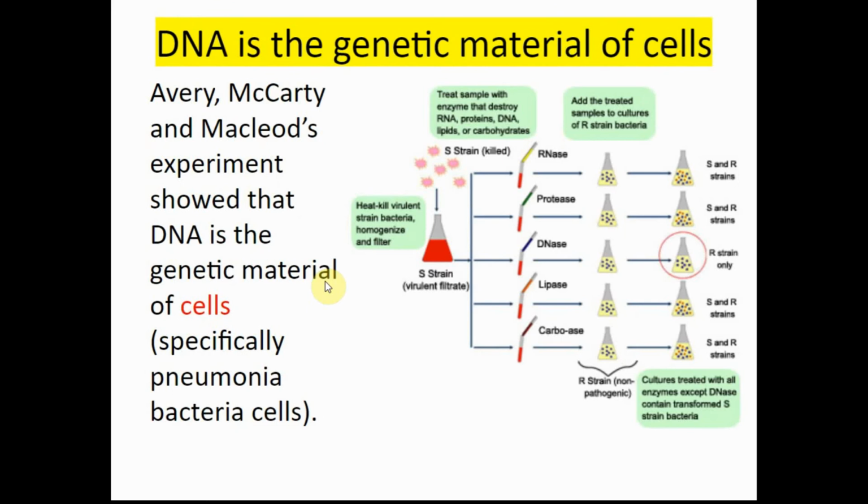Avery and McCarty and Macleod did an experiment to expand on Griffith's pneumonia bacteria experiment, and they showed that DNA was being passed from dead S strain pneumonia bacteria to living R strain pneumonia bacteria to make the R strain S strain, so to make them harmful. And so they figured out that DNA was the genetic molecule of the pneumonia bacteria because it was transforming this non-harmful bacteria into harmful bacteria.